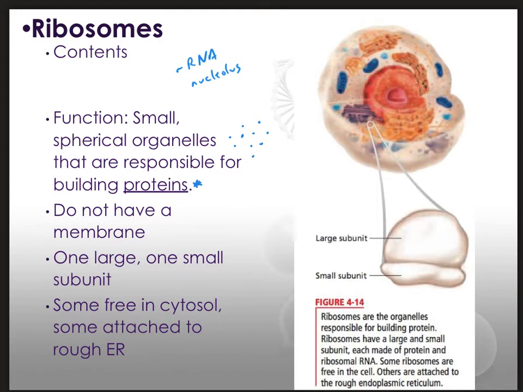They don't have a membrane. They have a large subunit and a small subunit. And some of them are free in the cytoplasm or cytosol. Some are attached to the rough endoplasmic reticulum, which we'll talk about here in just a moment. But their job is to make and put together proteins. Okay, so these things are putting together peptide bonds or linking amino acids together, right? We've talked about these terms in the last chapter. Those are all being done with ribosomes.